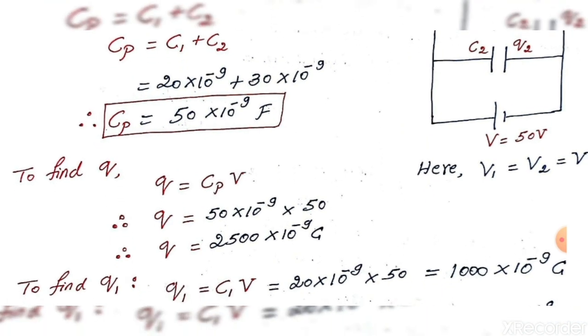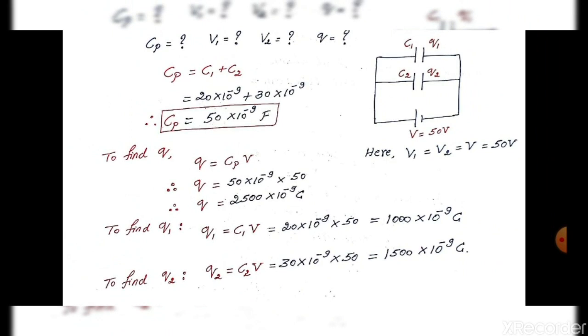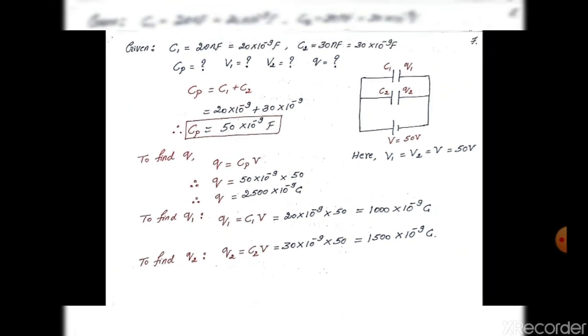But we have to find the individual charges on the capacitor. Use the formula Q1 is equal to C1V for the first capacitor. For the next capacitor, Q2 is equal to C2V. So by using these two formulas, you will come to know what is the charge on first capacitor, what is the charge on second capacitor. The Q1 value is 1000 into 10 power minus 9 coulomb. Q2 value is 1500 into 10 power minus 9 coulomb.